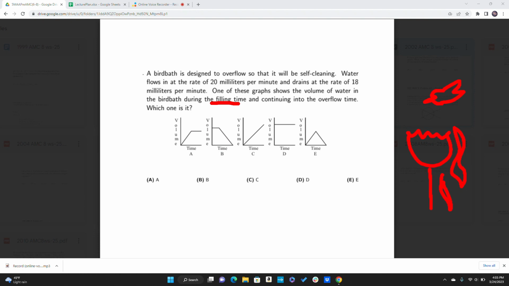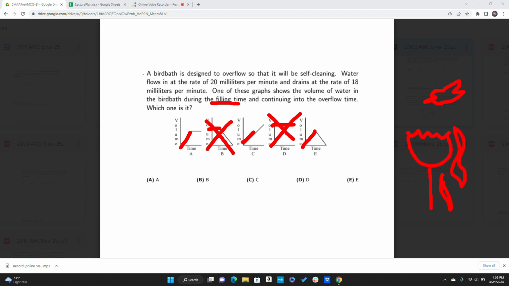So we need to find a graph that shows a filling time, right? And then an overflow time. So let's start with the filling time. Which graph shows the volume of water in the bird bath increasing, right? Because it's going to start at 0 and it's slowly going to fill up. A shows that, right? Here we've got an increase. B doesn't, right? It starts full, which isn't the case with our bird bath. C has an increased time. That's good. D doesn't have an increased time either, right? It's also starting full, which we don't want.